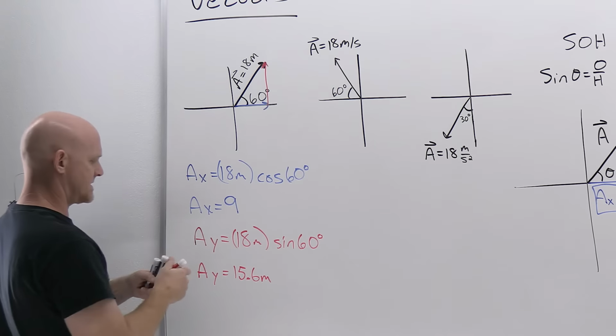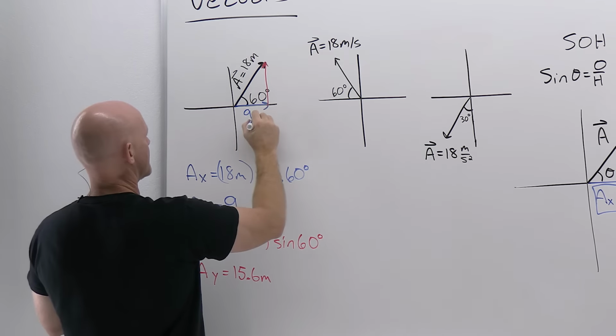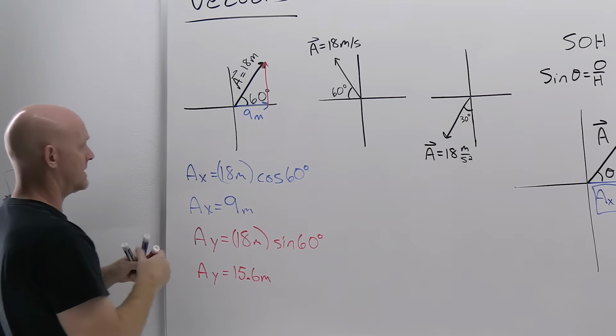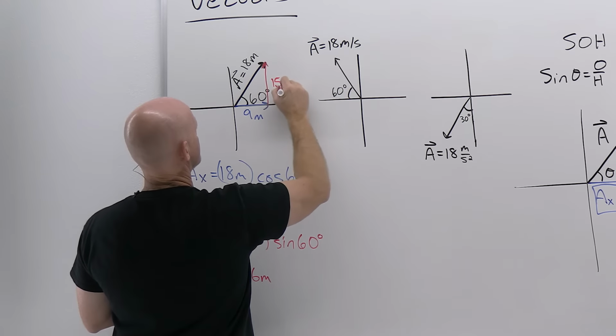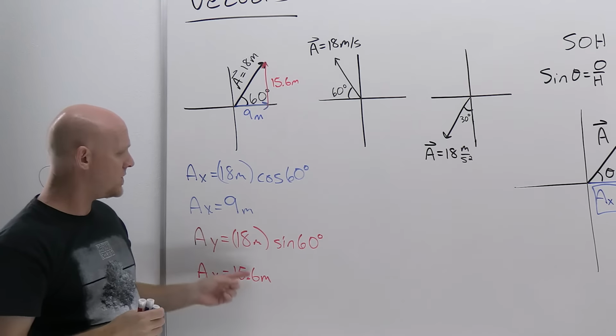Oh, and I should put the units on this. That's meters. And this is meters. And if we put them on the diagram, we've got 9 meters here, and we've got 15.6 meters here. Cool, so these are the vector components here.